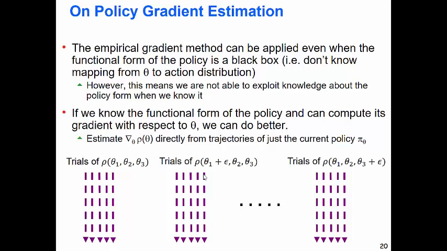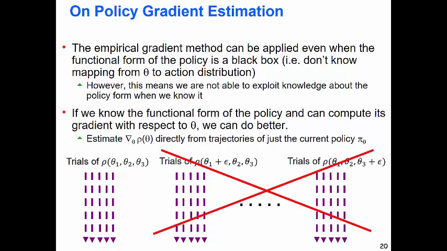did. And the problem with this was you have to do a whole bunch of trials. In particular, you have to do these n trials for each of the parameters. So that's prohibitive if you have a lot of parameters, which if you're dealing with neural networks, you will have a lot of parameters, millions sometimes. So we don't want to do that.